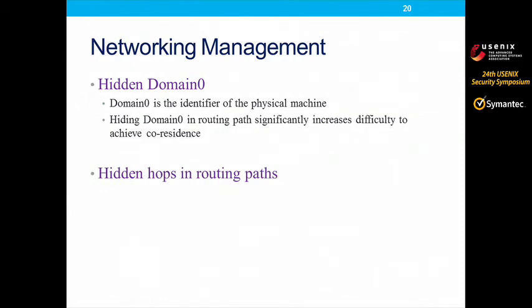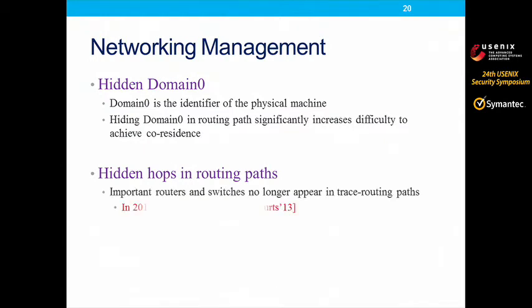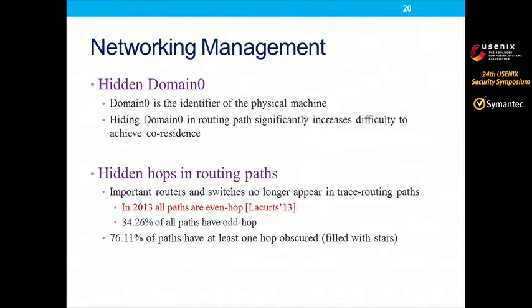Moreover, we also find that many important hops along the routing paths are hidden or obscured by EC2. First, back in 2013, a study claimed that all routing paths in EC2 had an even number of hops. In contrast, in our work, we found that more than 34% of those paths have become an odd number of hops. Such a change can indicate that it is possible some important routers and switches may not even appear along the routing path anymore. Furthermore, in our collected traces, more than 76% of the paths have at least one hop obscured.